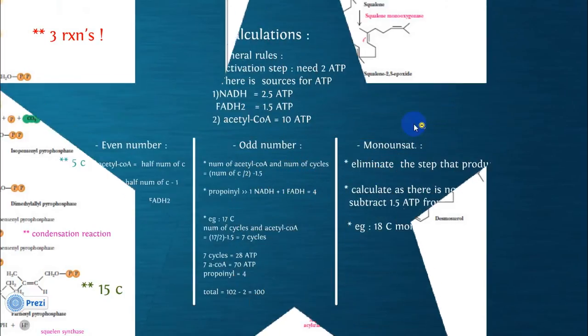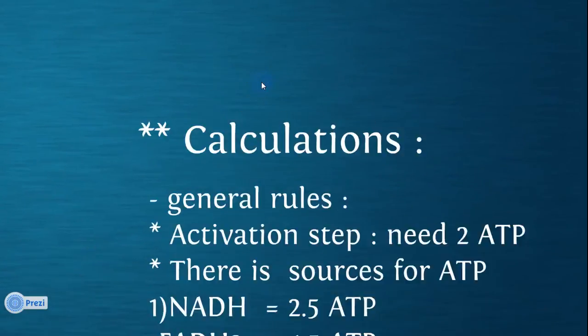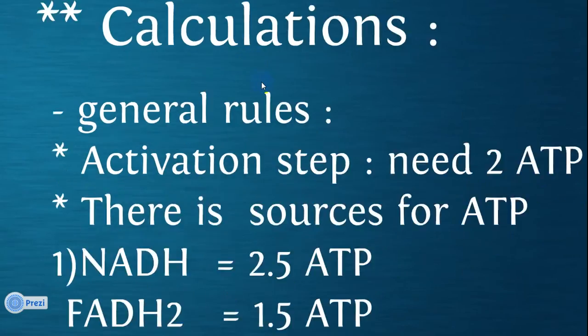The last thing that I'm going to talk about in chapter 21 is some calculations that you are required to know, but you may not be asked about them, but I will just explain them. They might ask you how much ATP will be produced from the catabolism of an even number fatty acid or an odd number fatty acid or a monounsaturated fatty acid. So let's begin with general rules that we can apply for the 3 cases.